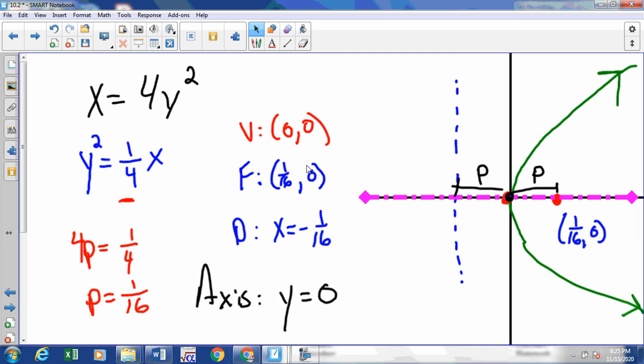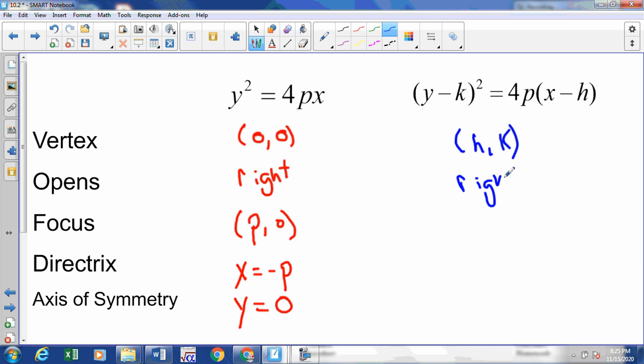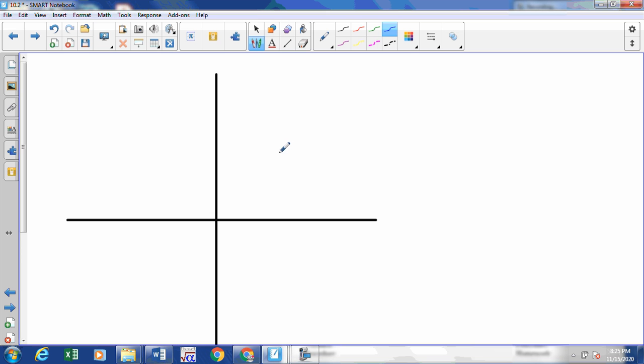But let's say we move the vertex. Let's say it's in now this form. And just like we've looked at with a lot of other things this year, my vertex is now h, k. It still opens right. So let's look at a graph here. And let's say that now this is our vertex h, k. Now, we know it opens to the right.